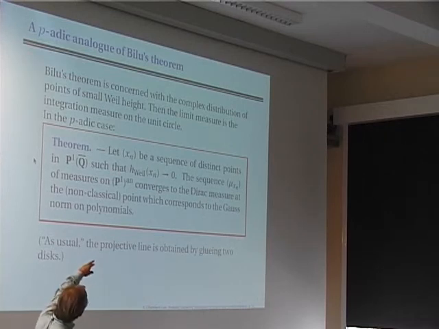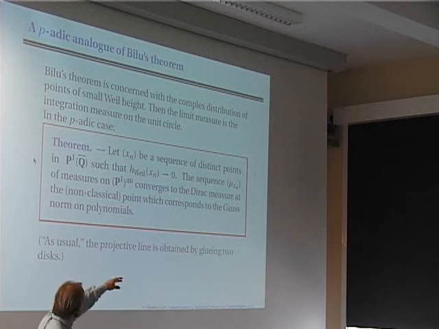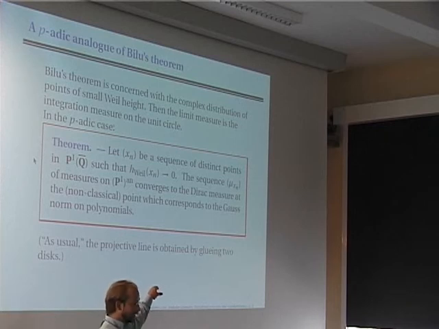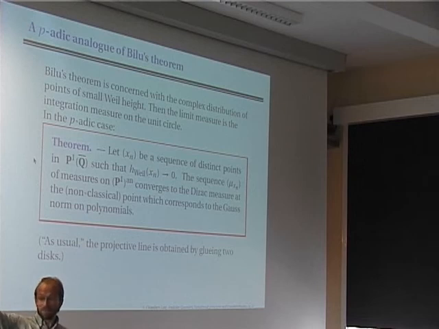So let's consider a sequence of distinct points x_n in P^1 of Q-bar whose Weil height goes to 0. Then the sequence of measures mu_{x_n} on the analytic space attached by Berkovich, let's say at the place p, converges to the Dirac measure at the Gauss point. So it means there is an analog of Bilu's theorem, a convergence theorem, but the limit measure is a Dirac measure at this new point. So that's why one had to introduce them.